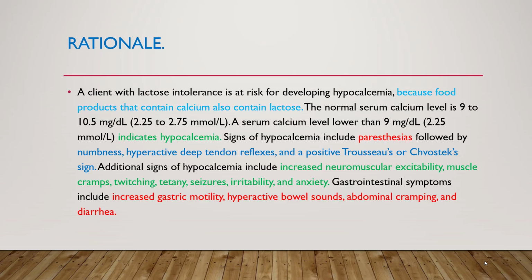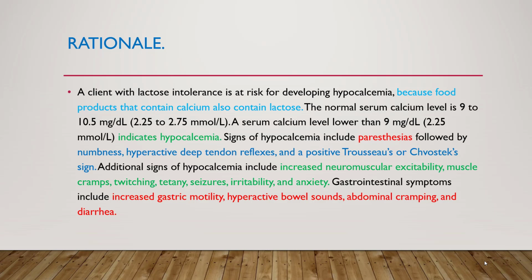Signs of hypocalcemia include paresthesias, followed by numbness and a positive trouser sign. Additional signs of hypocalcemia include increased neuromuscular excitability, muscle cramps, twitching, tetany, seizures, irritability, and anxiety. Gastrointestinal symptoms include increased gastric motility, hyperactive bowel sounds, abdominal cramping, and diarrhea.